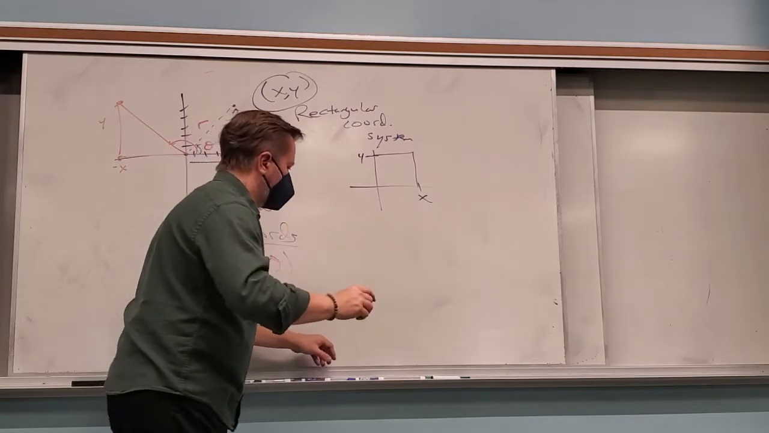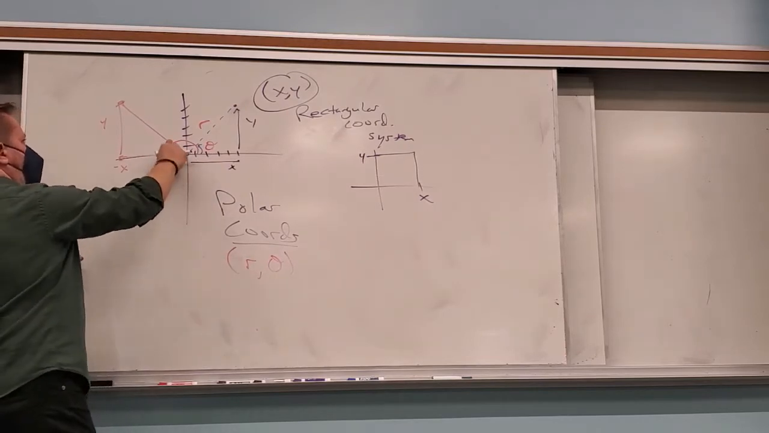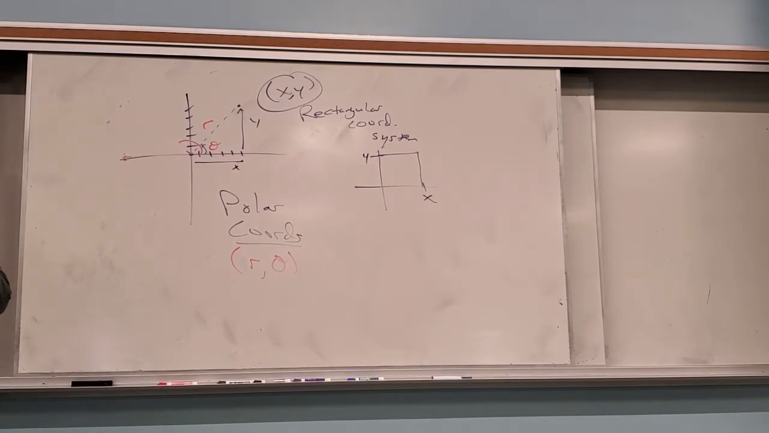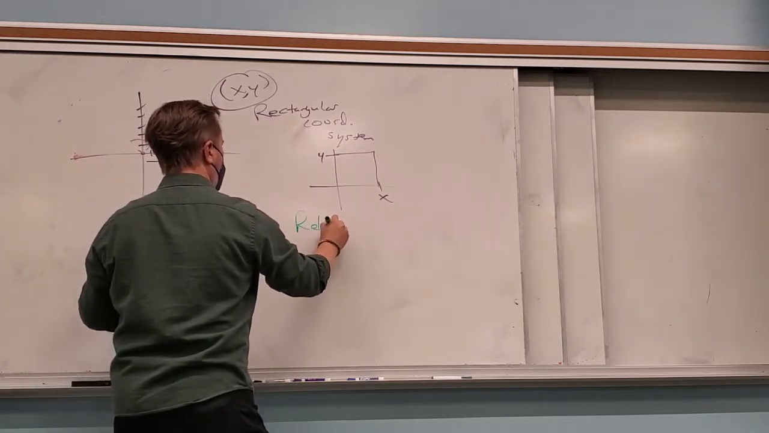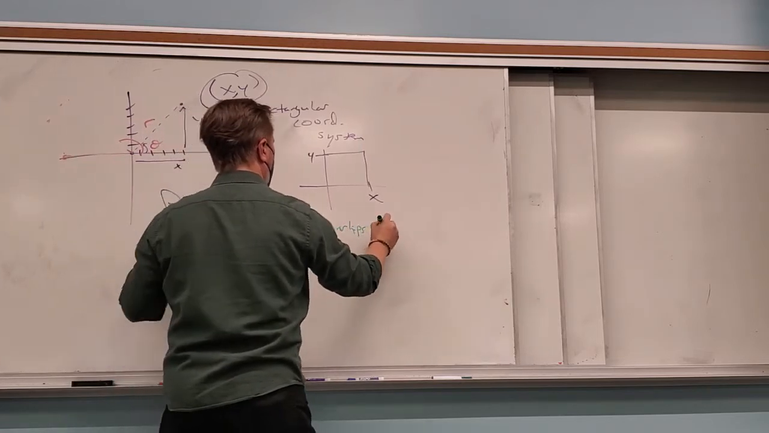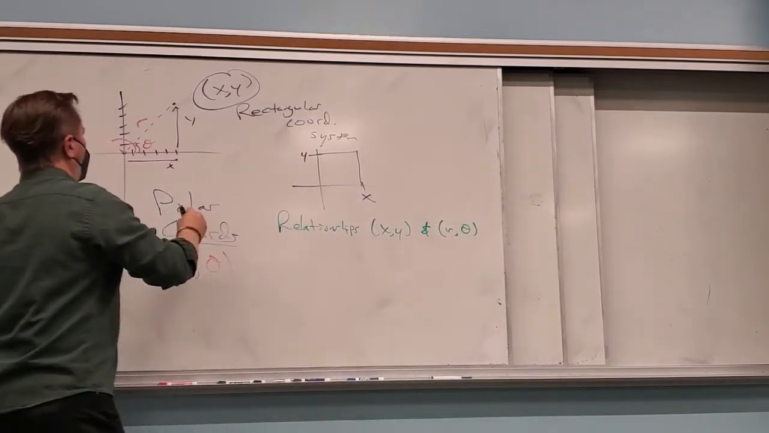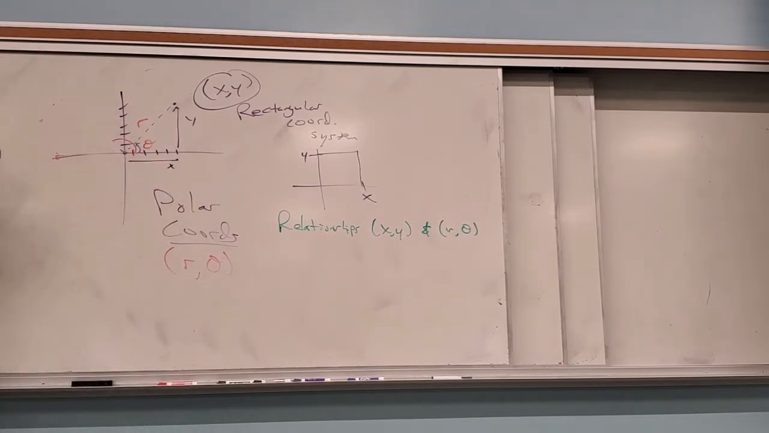Is there a relationship between x, y, and r and theta? Yes. Of course there is, right? There are really fundamental relationships. All right, what are they? What is x in terms of r and theta? We can do it. What trig function would I use to relate these sides? X is cosine.